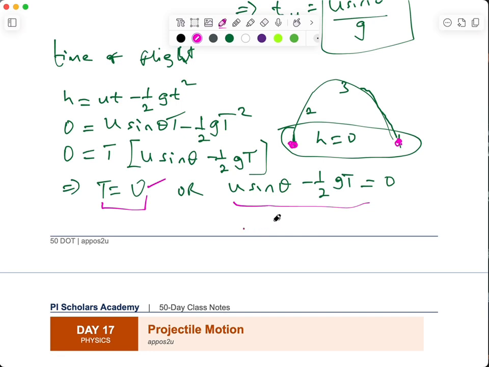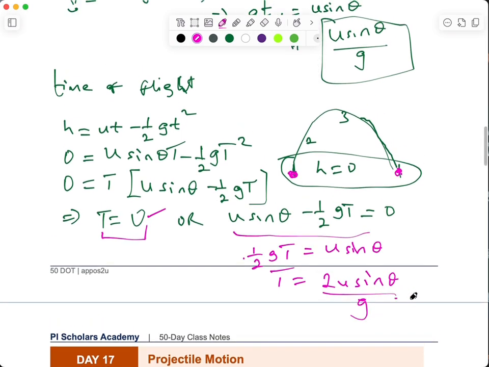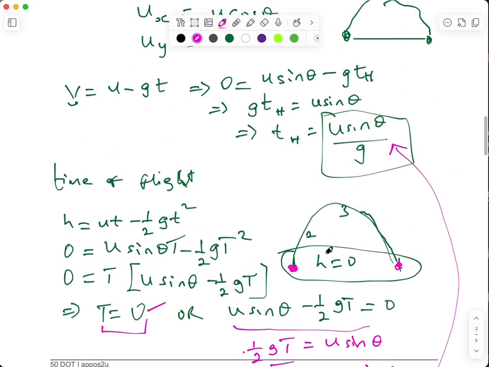So in this place, that implies that half gt is going to be equal to u sine theta, and that implies that t will be 2u sine theta all divided by g. So you can see that this is the double of this. The time it takes to go up and come down is double the time it takes to go up. So whatever time it took to get here is the same time it will take to come down as well. So time taken to reach maximum height is half of total time of flight, and that is time of flight.